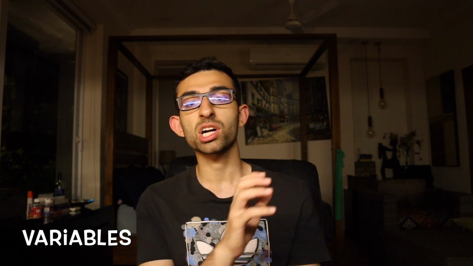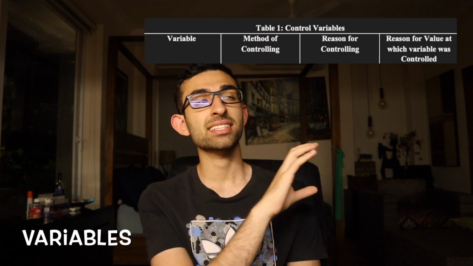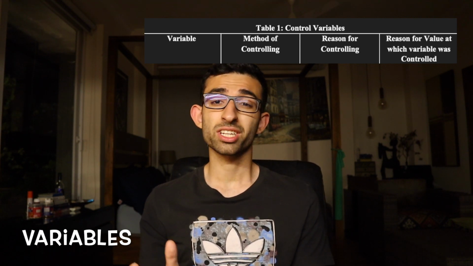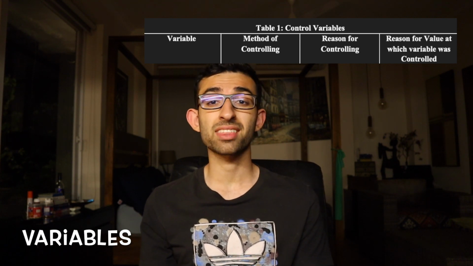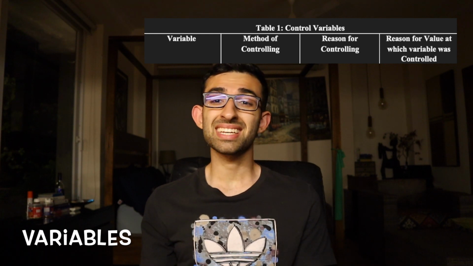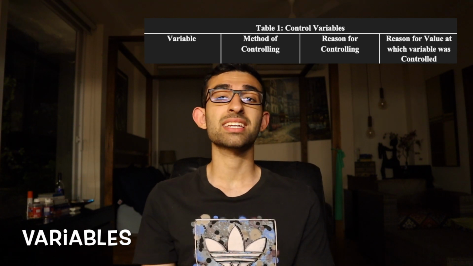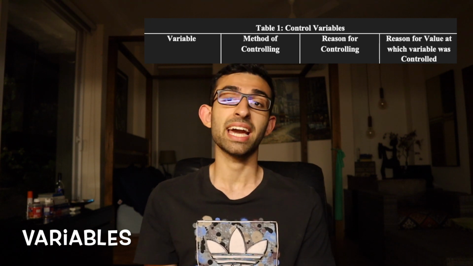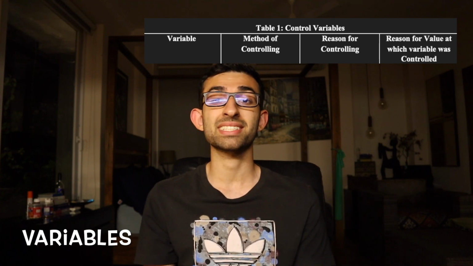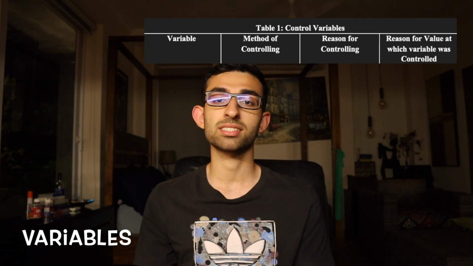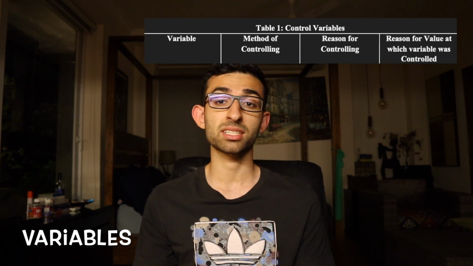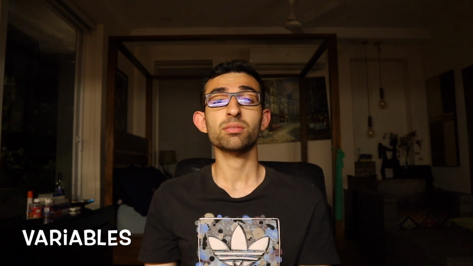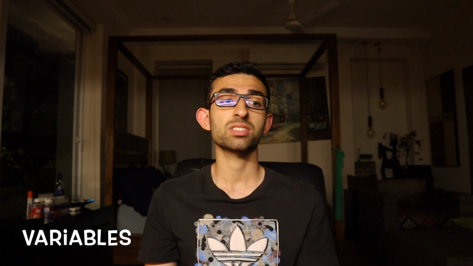I'm going to throw a mock-up of the heading sections of this table and what they should look like. So it should include the variable, the method of controlling the variable, the reason for controlling the variable, and the reason for the value at which it was controlled. Again, all of these need to be backed up by some reasoning, some science, or some valid explanation. You want to make sure that there are at least 5 control variables to reduce the amount of systematic error in your experiment.